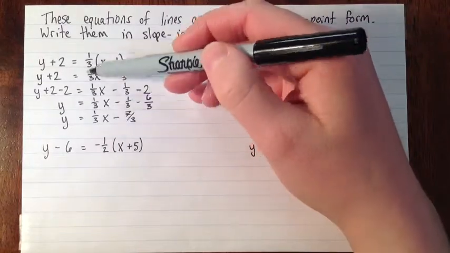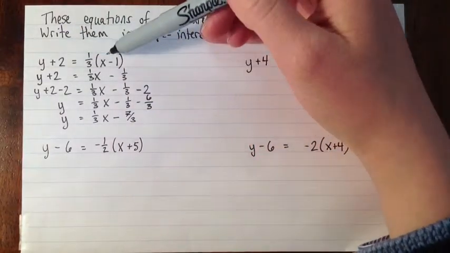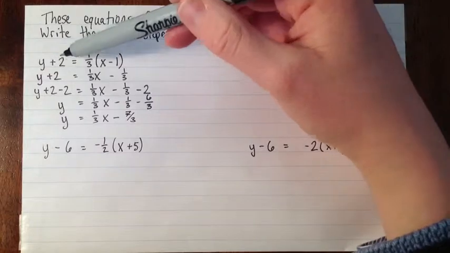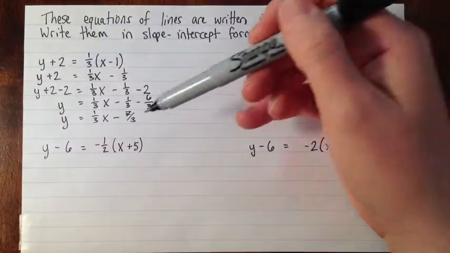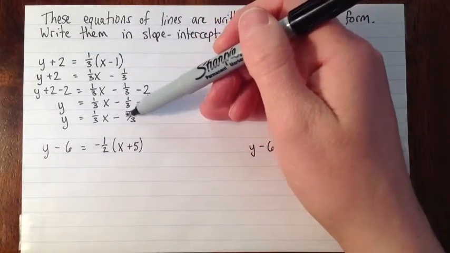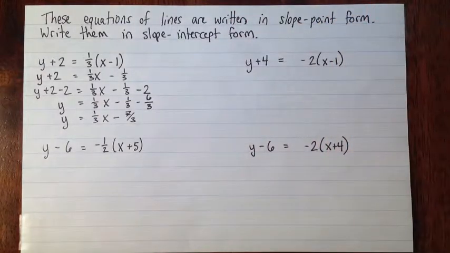Okay, so this equation is equivalent to this one here. In both of them we have a slope of 1/3. In this one what we know is that there's a point 1, negative 2 on the line. And here we know that the y-intercept is negative 7/3.